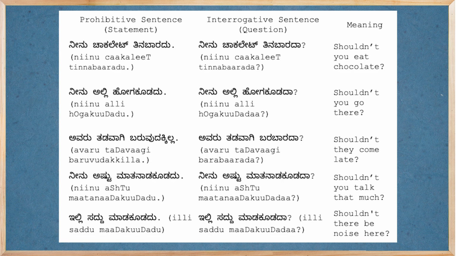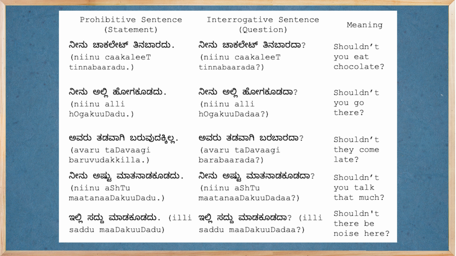Examples of interrogative prohibitive sentences. Prohibitive sentence. ನೀನು ಚಾಕ್ಲೇಟ್ ತಿನ್ನಬಾರದು. Let's look at the interrogative sentence. ನೀನು ಚಾಕ್ಲೇಟ್ ತಿನ್ನಬಾರದಾ? Shouldn't you eat chocolate? ನೀನು ಅಲ್ಲಿ ಹೋಗಕೂಡದು. The interrogative form of this is ನೀನು ಅಲ್ಲಿ ಹೋಗಕೂಡದಾ? Shouldn't you go there? ಅವರು ತಡವಾಗಿ ಬರಬಾರದಾ? Shouldn't they come late?